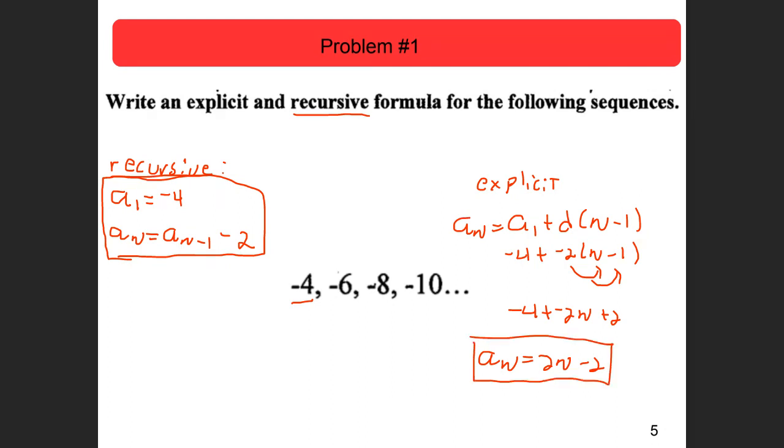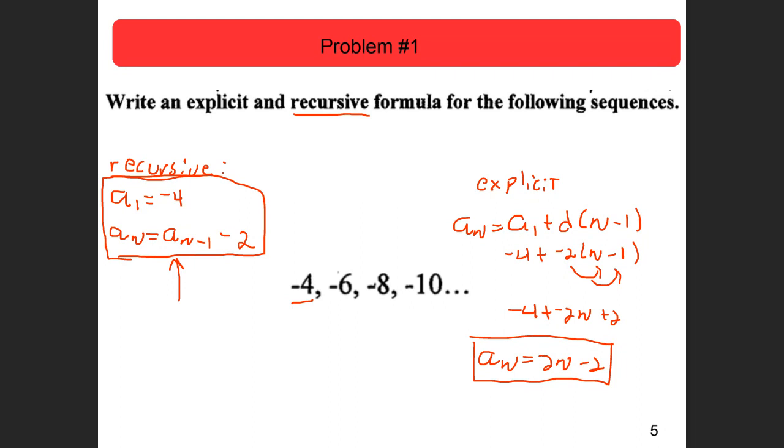This is my explicit formula. This is my recursive formula. I just did problem number 1. That's how easy it is. It's just being able to write an equation for an arithmetic sequence, an explicit and a recursive formula. All right. Any questions on that? How I came up with either of my formulas? You guys good?